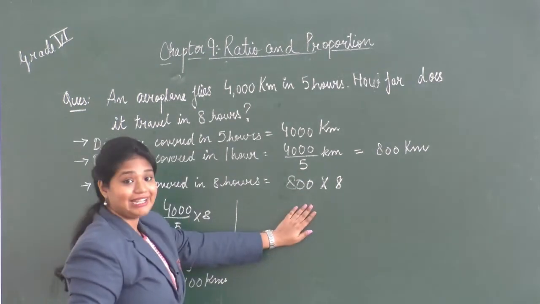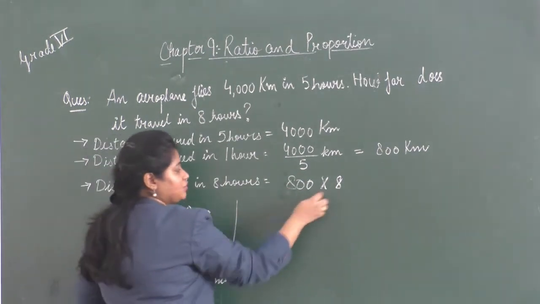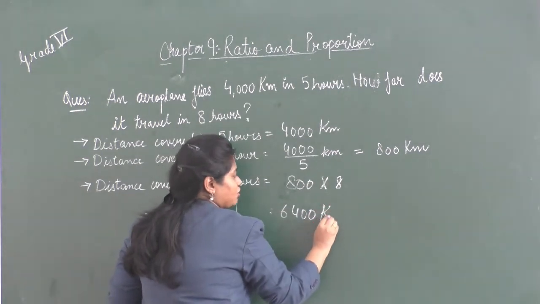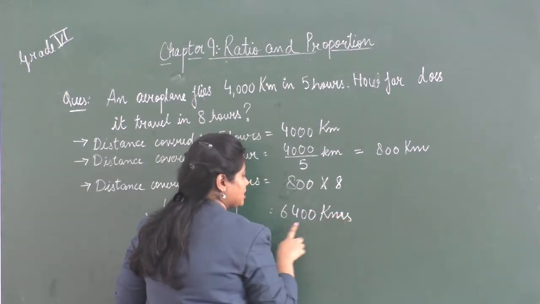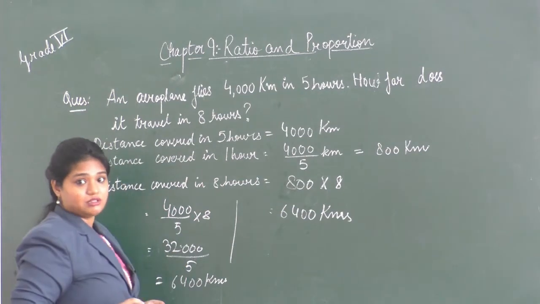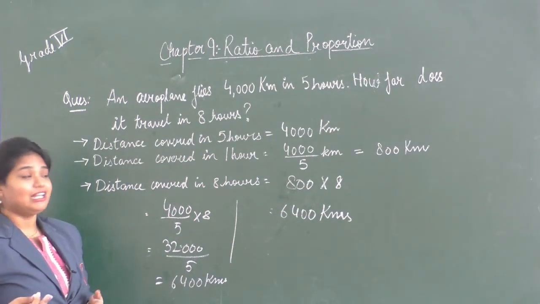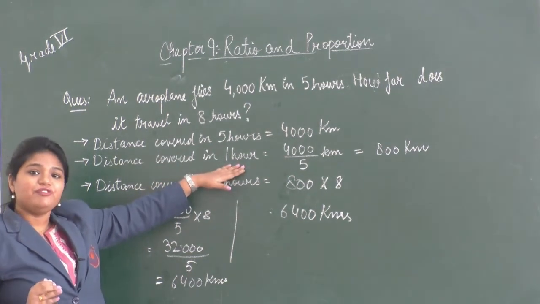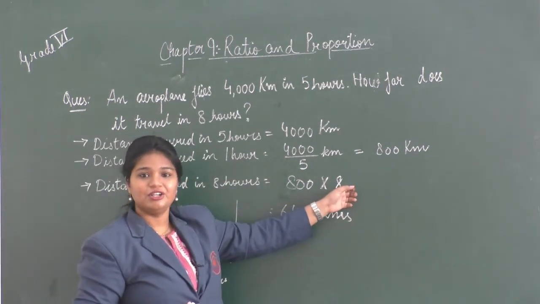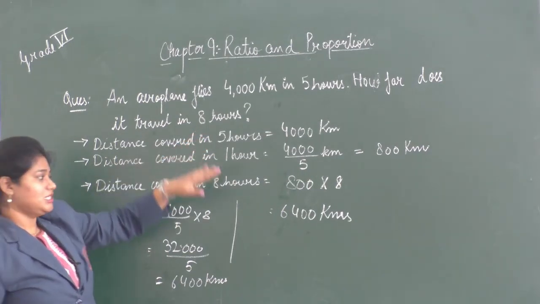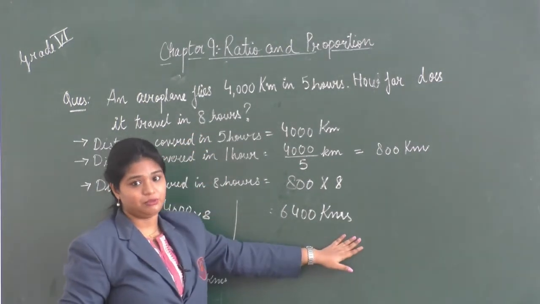Now here if you are directly multiplying it, 8 into 8 gives you 64, and then again 2 zeros. So here also we get the same answer, 6400 kilometers. So first, in a unitary method, we always find the value for 1 and then we find the value for the required quantity. So the distance traveled by the aeroplane in 8 hours is 6,400 kilometers.